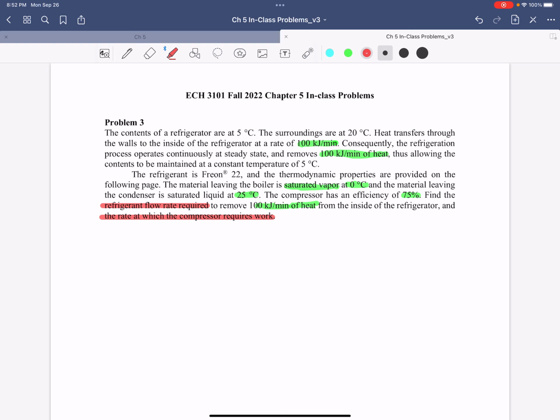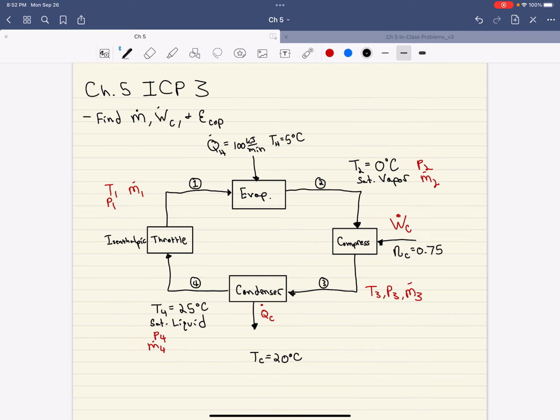With this information in the problem statement, we could sketch out a refrigeration cycle that looks like this. The refrigeration cycle is somewhat similar to the Rankine cycle, so we're going to have 4 different steps in 4 different streams. Here, stream 1 enters an evaporator or boiler that turns it from a liquid into some sort of vapor. In our case, we're dealing with a saturated vapor at 0 degrees Celsius.